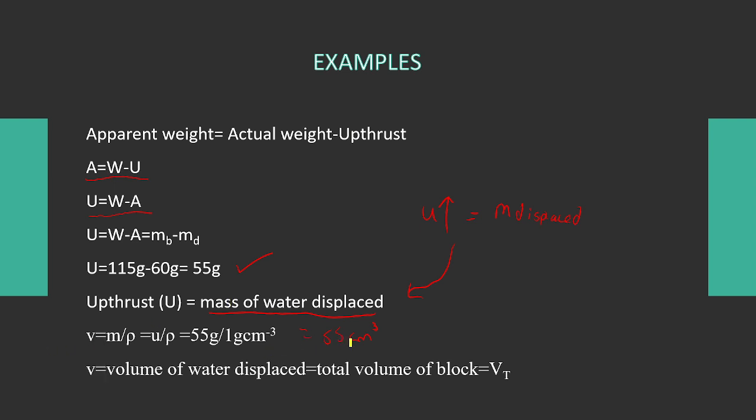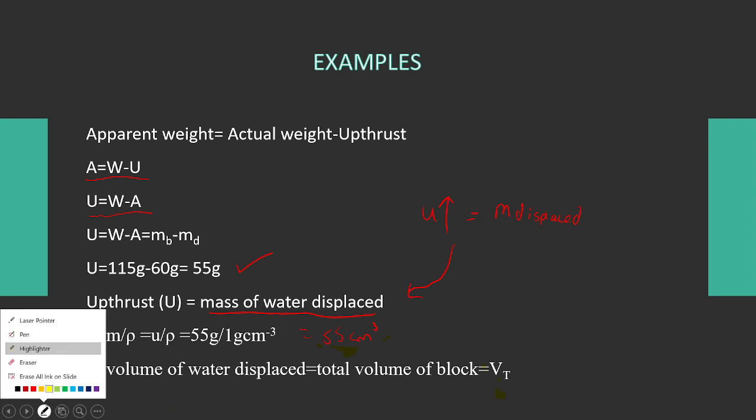So as we're seeing, the mass of the water that was displaced, we said was equal to the upthrust, so that was 55 grams. And we can find the volume of water displaced, so that's going to be the mass divided by the density to give us 55 cm cube. Now, remember when you immerse a block in water, the volume of water that gets displaced is equal to the total volume of that block. Even if the block is porous, it's going to be equal to the total volume of that block. So the volume of water displaced is going to be equal to the total volume. So that's going to be equal to our Vt.